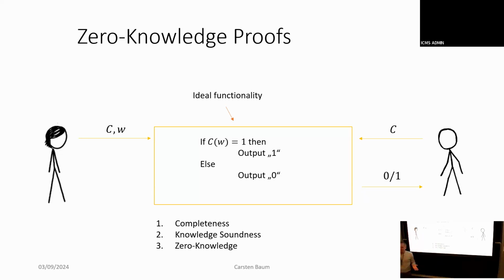So having this box already gives you everything you want for a zero knowledge proof. Well, it is complete. If C on W equals 1, Bob learns 1, otherwise he learns 0. So we get completeness. Everybody follows the protocol. The magic box is going to give you what you want.